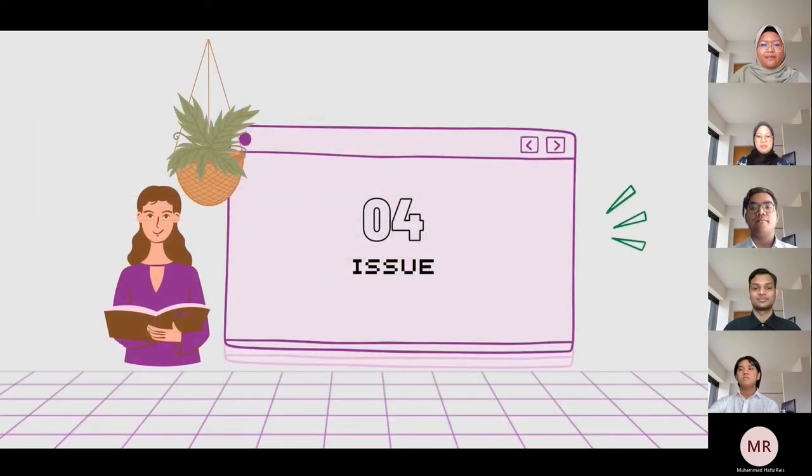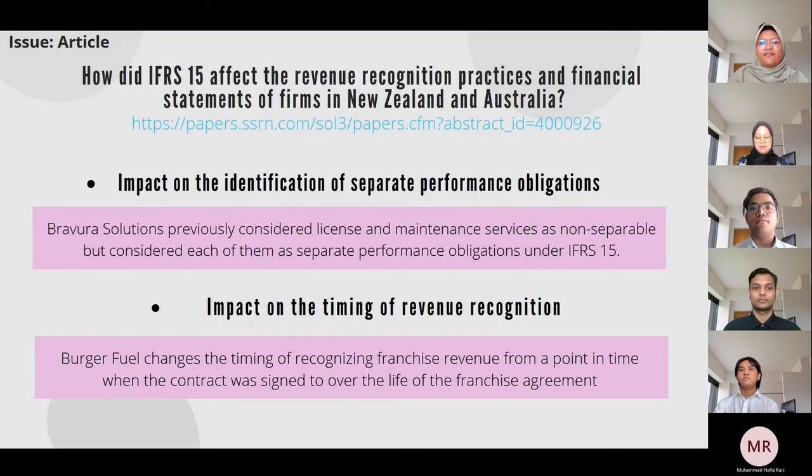Next is the issue related to our topic, which is how did IFRS 15 affect the revenue recognition practice and financial statements of firms in New Zealand and Australia. This article focuses on the impact of IFRS 15 on identifying separate performance obligations and revenue recognition timing. One major channel through which IFRS 15 affected the financial statements was the change in the identification of performance obligations. One of the samples given is Bravura Solution. In some cases, performance obligations that were not previously considered separate are considered separately under IFRS 15 and vice versa. These changes in performance obligations resulted in the deferral of revenue recognition for most firms that disclose IFRS 15 impact on revenue.